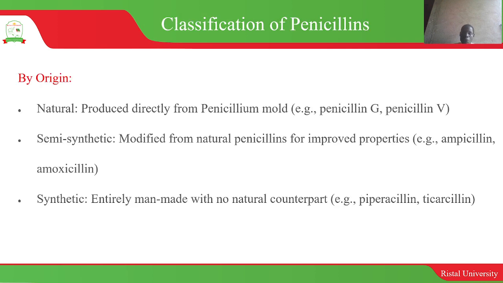Okay, classification of penicillins. We say we can classify these penicillins by origin. We know that penicillins are natural derivatives. Okay, if we look back at the history of discovery of penicillin, they are actually described as natural origin from a penicillium, which is a mold, a fungus, a group of the mold penicillium. So they are produced directly from the penicillium mold. Okay, and the examples are penicillin G and even penicillin V. Penicillin V is the oral form of the penicillin, the tablets that we take. Okay.